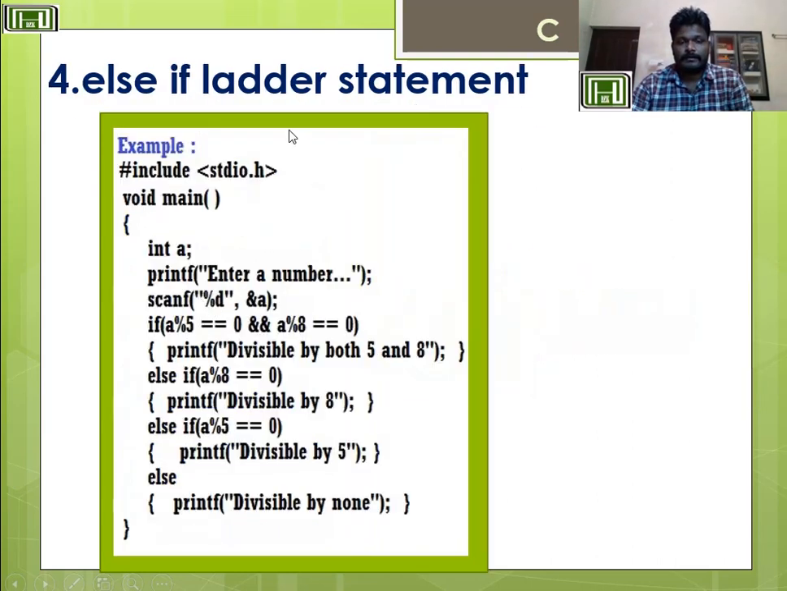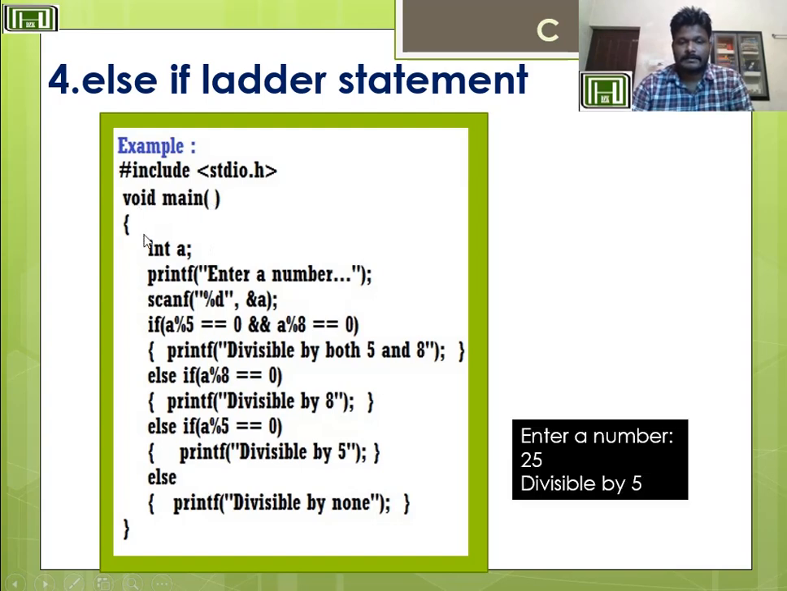With the example you can easily understand. Here we have a main function. Inside main function a variable a is declared, then you need to give the value for a, that is printf enter a number, then scanf ampersand a. For example, we have given a number 25, so scanf %d ampersand a, we have given 25. Now if a modulus 5 equal 0 and a modulus 8 equal to 0, this a modulus 5 is okay, 25 modulus 5 is 0, but the condition a modulus 8 is not equal to 0, so this condition is not satisfied.